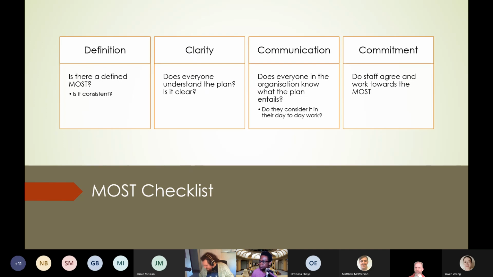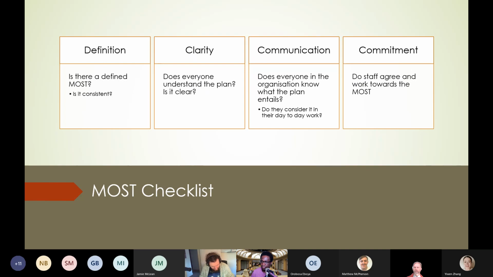So to do this, we need some definitions. Does the organisation know what it wants to do? And if not, let's get that settled to begin with. How can you analyse an organisation that doesn't know what it wants to do or where it wants to go? We then need some clarity around it. Is it clear for everyone in all areas of the business? And do they understand how they fit in to those objectives?